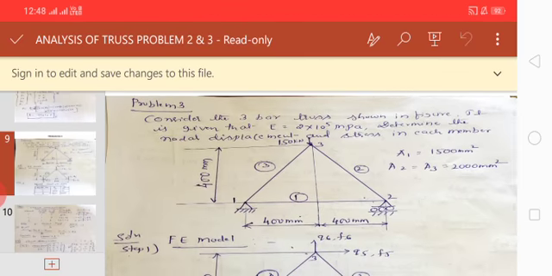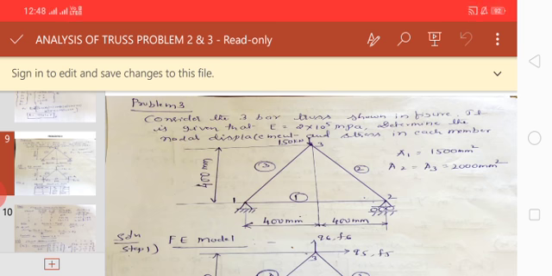Till now I uploaded 3 video classes. In my very first video class, I gave the introduction regarding trusses. Then in the remaining video classes, I solved the 2-bar truss problem. And today in this video class, I'm going to solve one more numerical problem, which is of a 3-bar truss member. Okay, just look into the slide.